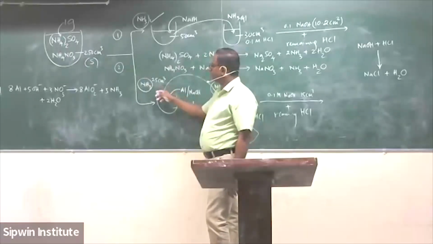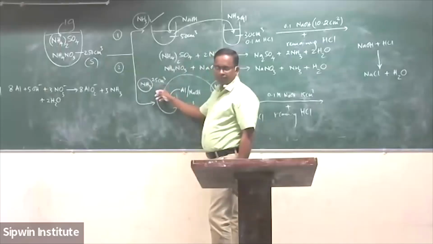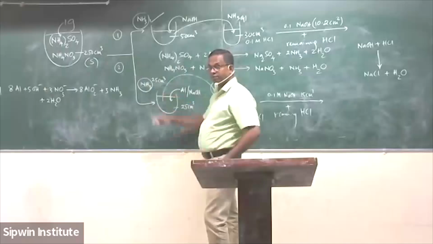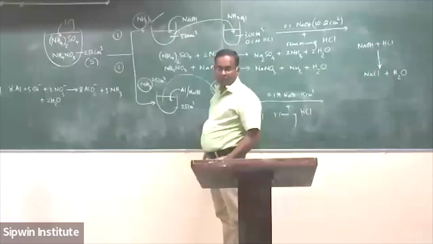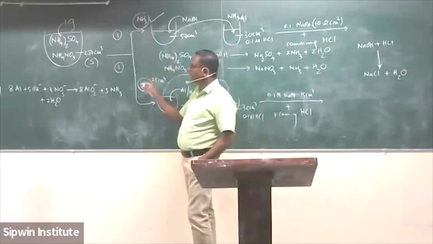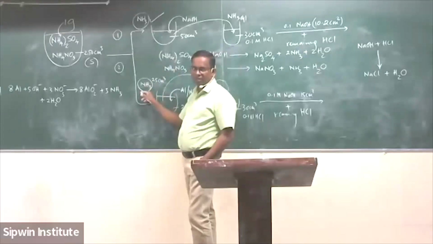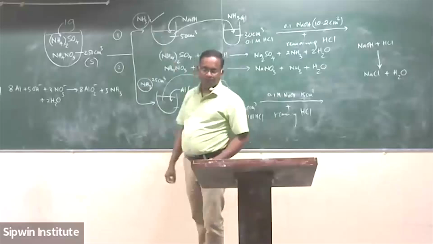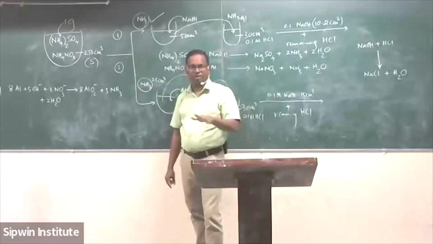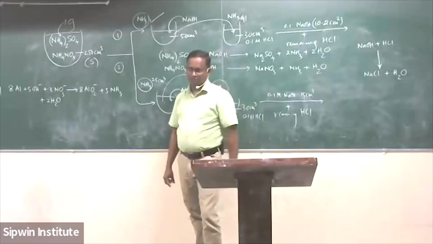For 25, that ammonia we determine. Here, if you know that one from 50, how much ammonia should be given there, we can determine that. Here from the ammonium only, here from the ammonium and nitrate. If you take the difference, that is the ammonia given by the nitrate in 50 cubic centimeters.